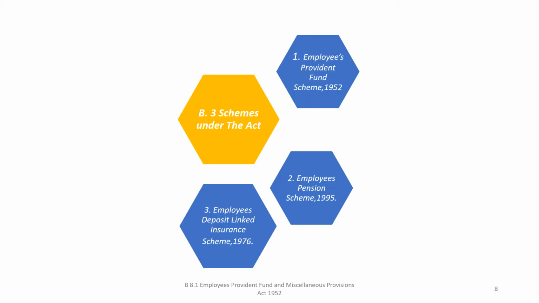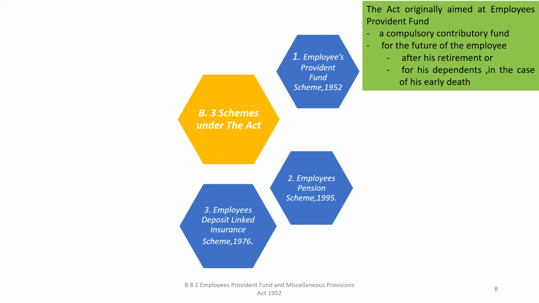That makes us go to the next topic as to what are the schemes available under the Act. The Employees Provident Fund and Miscellaneous Provisions Act of 1952 has got along with it three schemes. The first scheme out of it is Employees Provident Fund Scheme 1952. This is the initial scheme that came with the Act. It aims at a provident fund for employees to which there is a compulsory contribution, which gets monetary support to him after his retirement or demise.